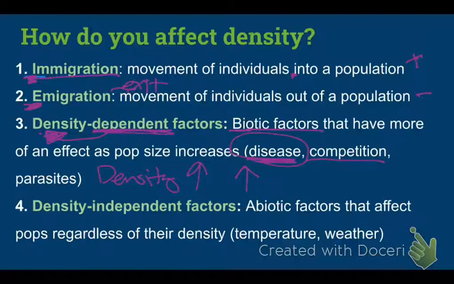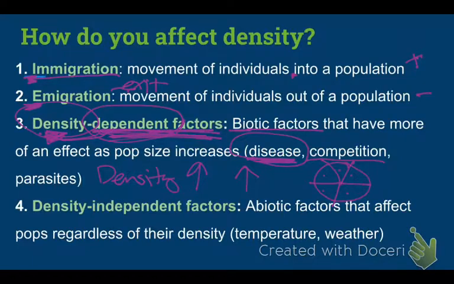Another example is something like competition. The more people you have, the more competition there is. Think about if I have a pizza and I've got 5 slices of pizza. Well, if I only have 2 people in my room, there's not going to be a lot of competition over the pizza because my density is very low. My population size is low within my room. But if my density increases and my room is now filled with 30 people and I only have 5 slices of pizza, then the competition is going to go way up. So these density-dependent factors have a much higher effect on the population as the density goes up, because the effect of the factors depends on the density, which is why they're called density-dependent.